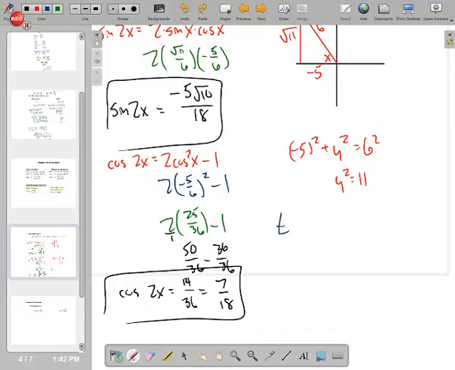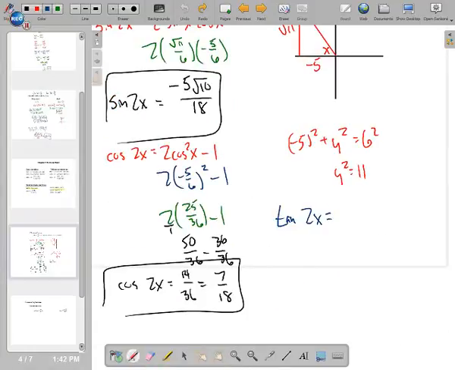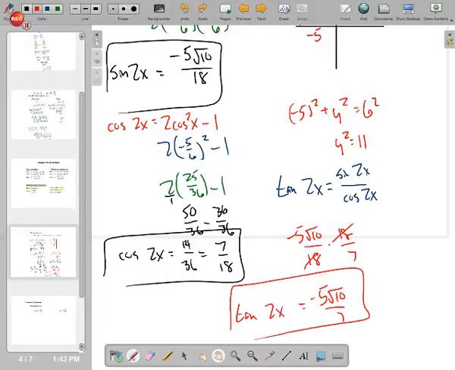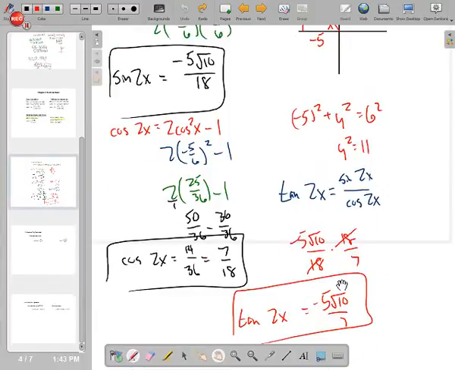The last thing I need is the tangent of 2x, and you can use the formula for tangent, if you want. But if you have sine and cosine right in front of you, the tangent of 2x has to be the sine of 2x over the cosine of 2x. So what I'm going to do is just use these two answers. So the sine of 2x is negative 5 radical 10 over 18, and the cosine is 7 over 18, but if I copy, change, flip, I get that. And those cancel out, negative 5 radical 10 over 7. So the tangent of 2x is negative 5 radical 10 over 7. You could get there using the formula, but I have a feeling it's probably a lot messier. So that's your best answer right there.